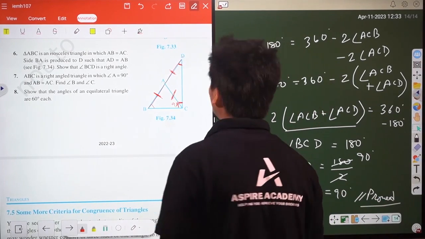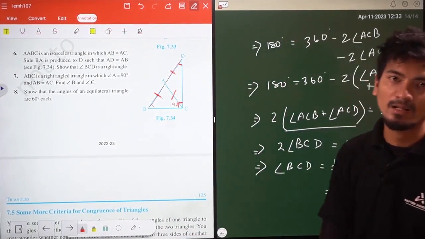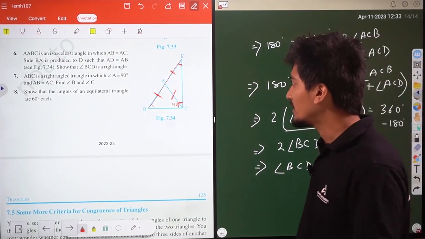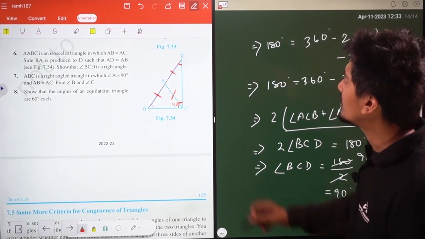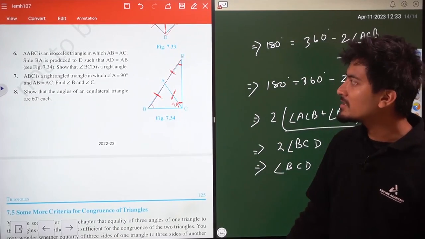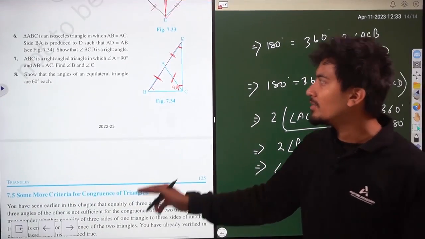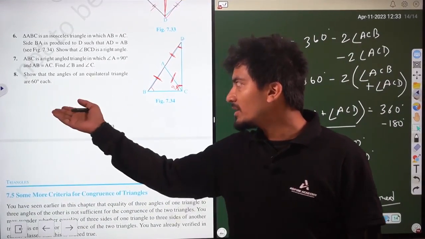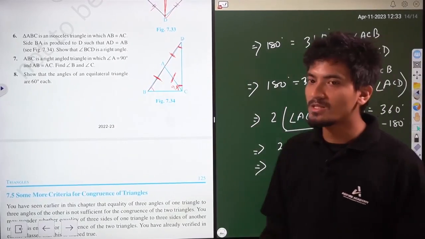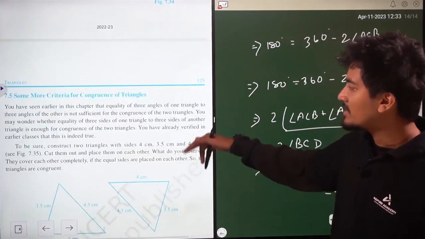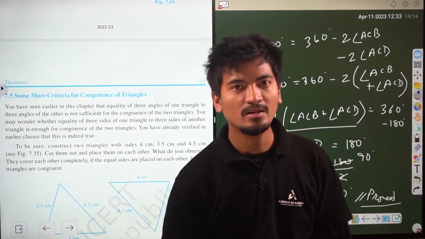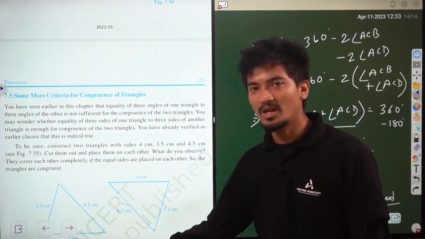So here we needed to prove that BCD is a right angle. Okay, understood? Okay, till today we are stopping here. In the next class we will be doing exercise 7 and 8. We will be doing these 2 questions, and after that we will see some more congruence criteria and we will complete the chapter.